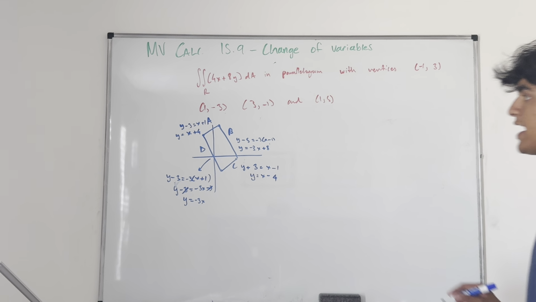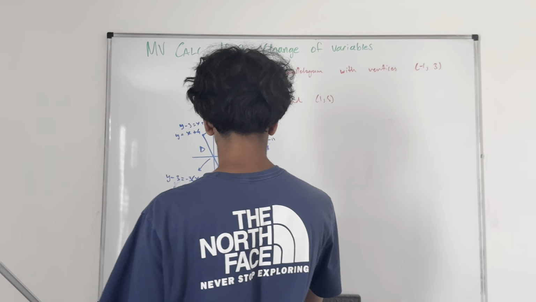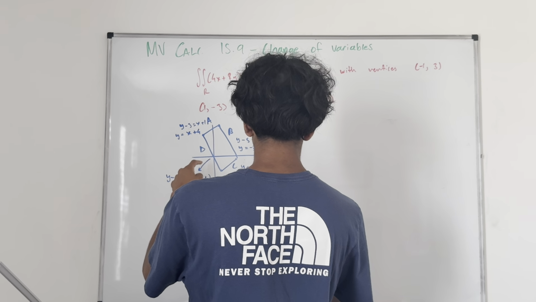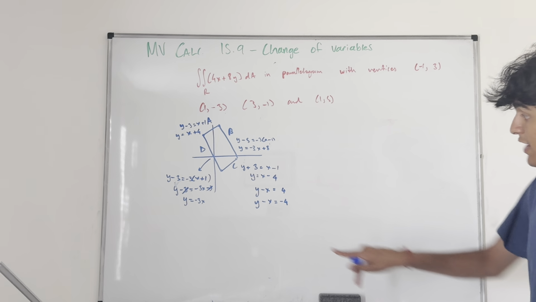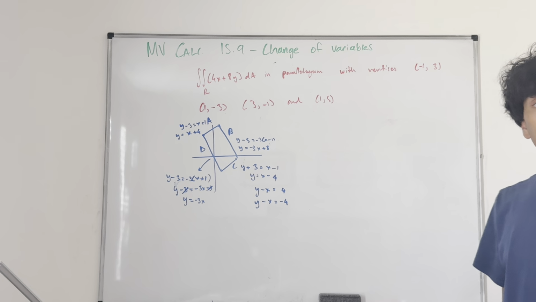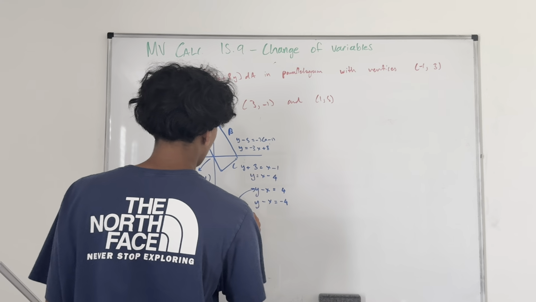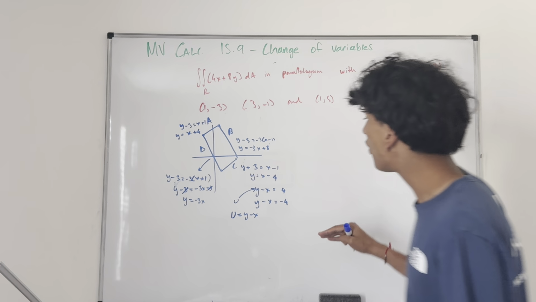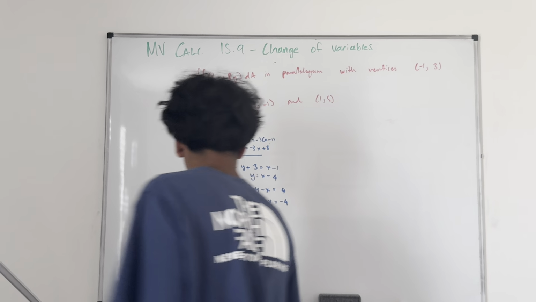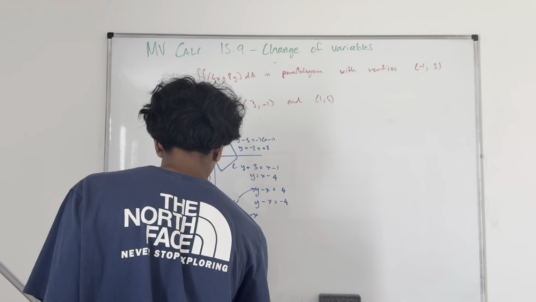Take a look. I have y equals x plus 4 and y equals x minus 4. If I rearrange, I get y minus x equals 4, and y minus x equals negative 4. Look, I have these two terms. This y minus x term starts at 4, and then goes to negative 4. This could be our u. If we set u equal to y minus x, that means u is going from 4 to negative 4. That would be akin to going from negative 4 to 4 in our UV plane, right?